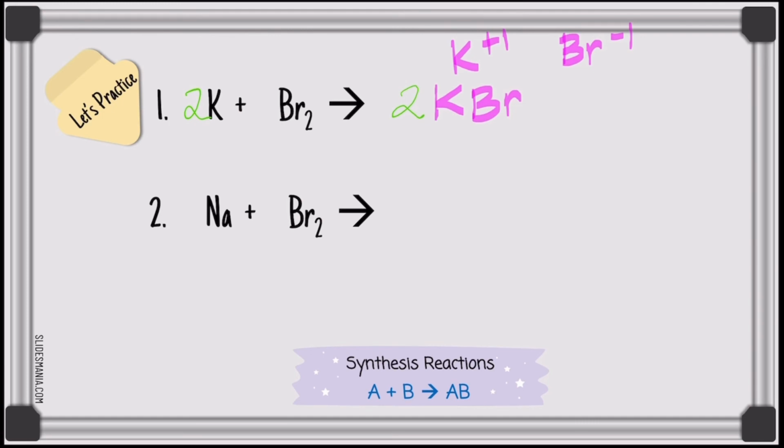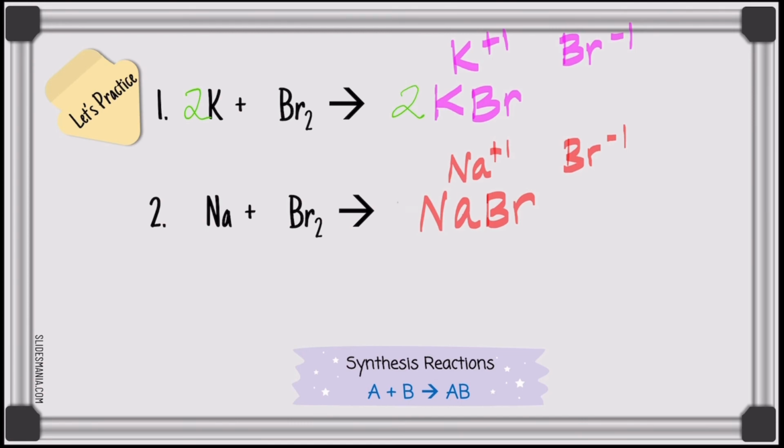In the second example, we have sodium plus bromine. Sodium, like potassium, is an alkali metal, so it also has an oxidation state of +1. Bromine is still -1. The product for the synthesis reaction of these two elements will be sodium bromide, one of each ion. Our next step would be to add coefficients to balance the equation.